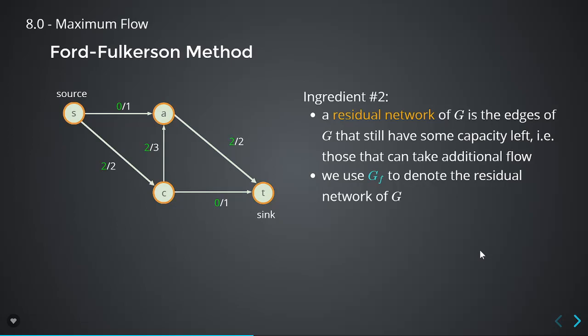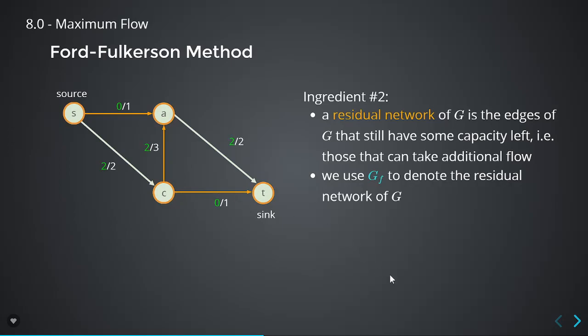So a residual network of G is the edges of G that still have some capacity left. Now we're going to call this GF. But if you just want to see which edges in the flow network have capacity left, then that's the orange ones here, right? So I have one capacity left here, I have one left here as well, and I got one left there as well.